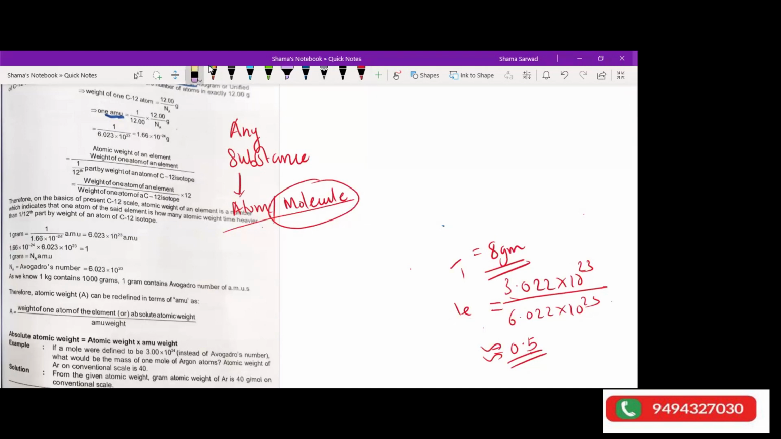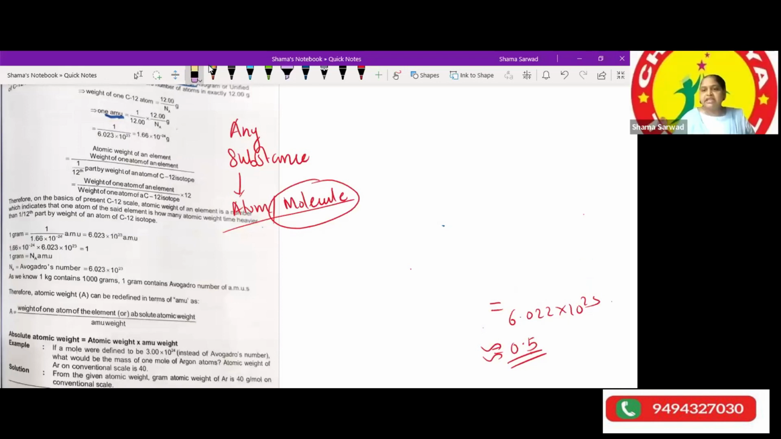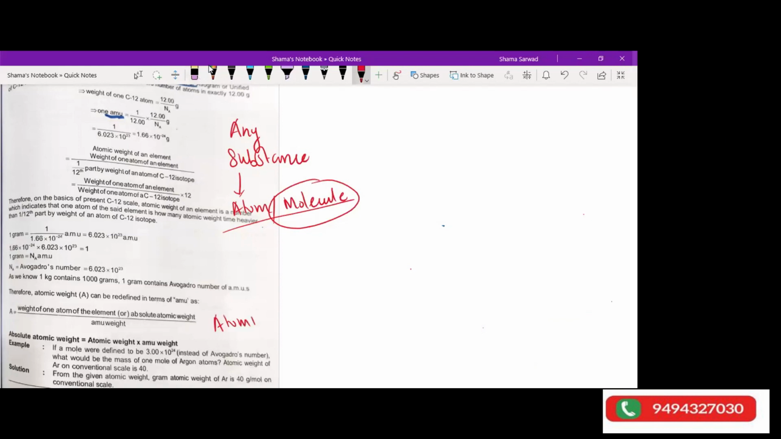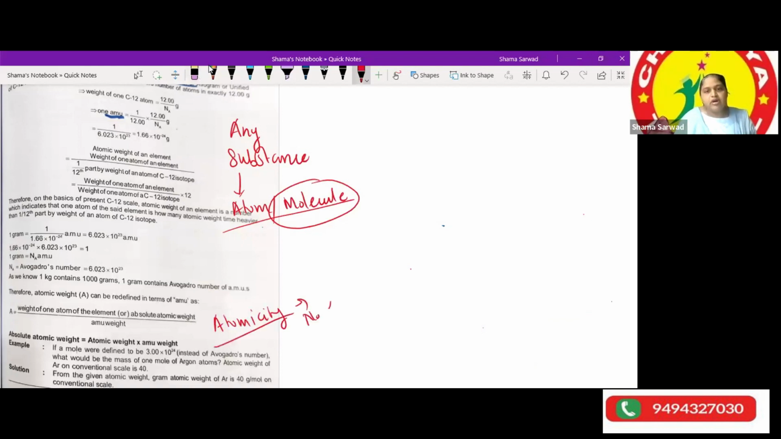It's all about atomicity. What is atomicity? Number of atoms present in the molecule of a substance. Correct? If you don't know, please write it down. What is atomicity? Number of atoms present in a molecule.